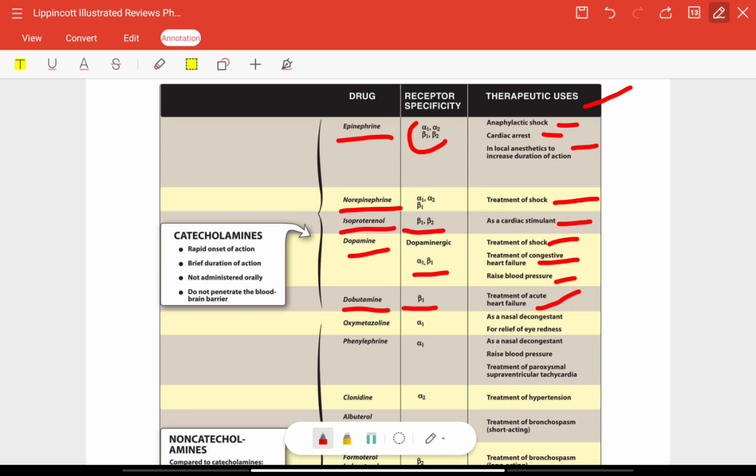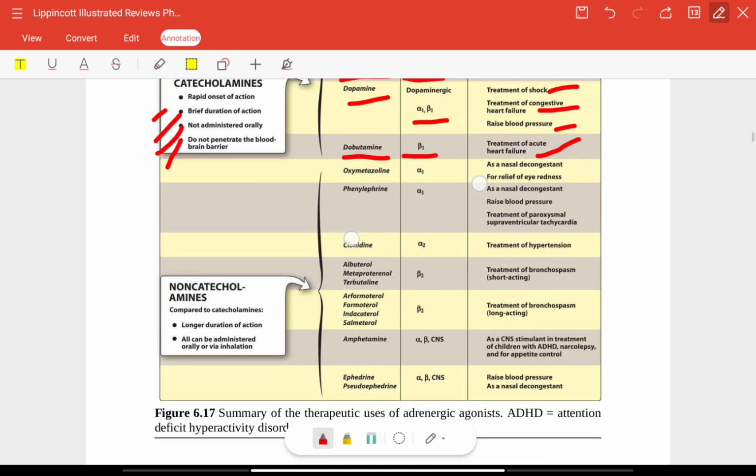These catecholamines have rapid onset of action and brief duration of action as they metabolize rapidly. So in the GIT, therefore, they are not administered orally, and they do not enter the BBB. Versus non-catecholamines, they have longer duration of action and can be administered orally.